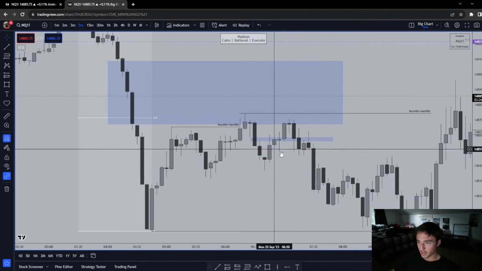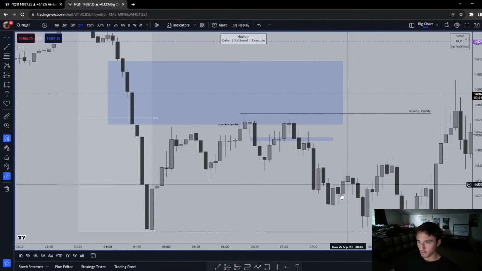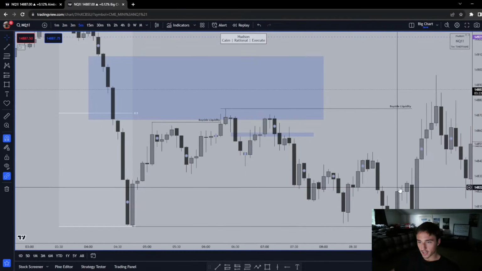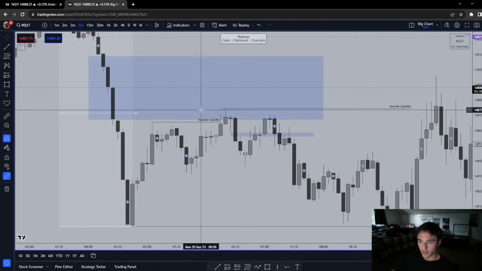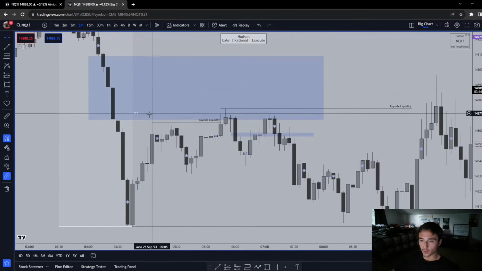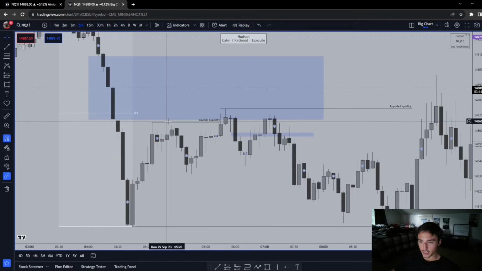Okay, price is holding it. Price comes above it, closes above it. But we don't take out this high. Why don't we take out that high? We don't need to take out that high. We don't need to take out this high because we've already taken out engineered liquidity, right? We've already taken out this high.